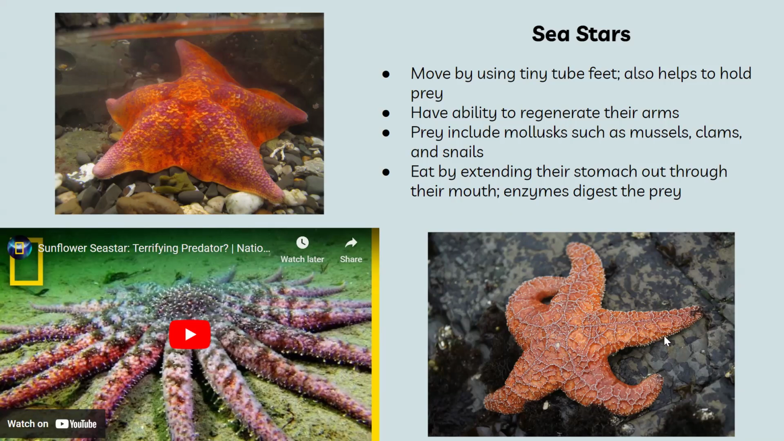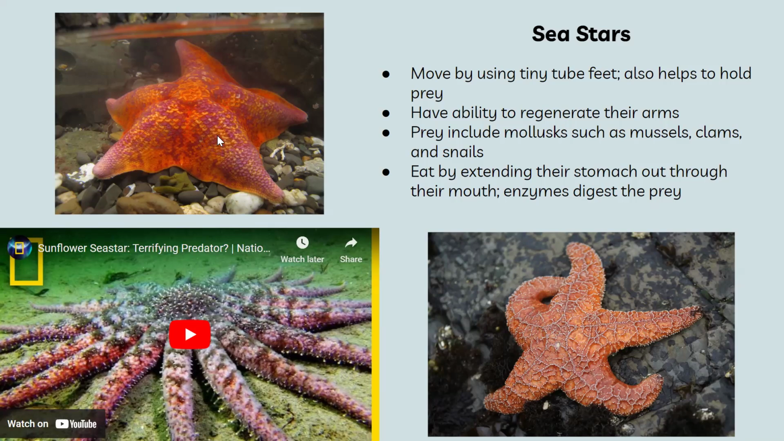Most sea stars have 5 arms, as you can see this ochre sea star has. And this sea star up here also has 5 arms. But some species, like this one down here, the sunflower sea star, can have up to 24, sometimes even 40 arms, which is really cool. They have light sensitive eye spots on the tips of their arms here, and that helps them to find food.